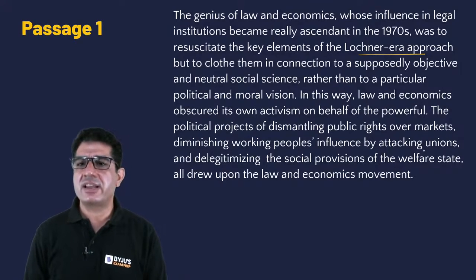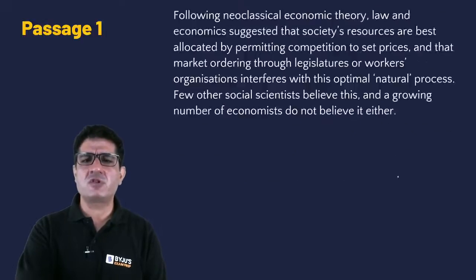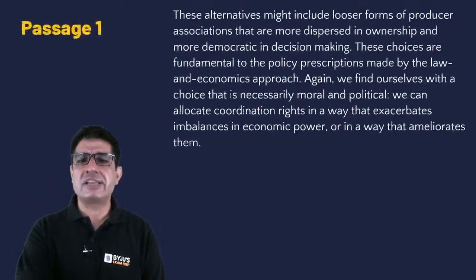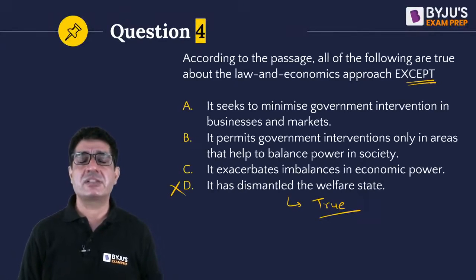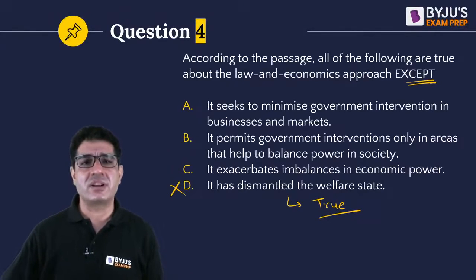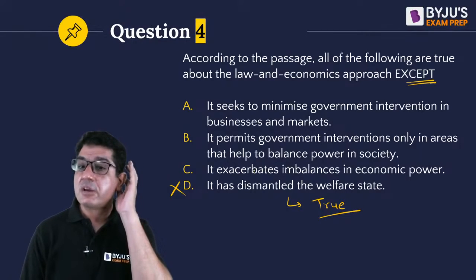They are attacking unions, delegitimating the social provisions of welfare state. It is there in the very first paragraph. So when you say that dismantle, so it basically means that all those elements that make a state a welfare state, they are against it. They are attacking those things. So the very first paragraph introduces this thought. So D can be definitely ruled out because it is true.